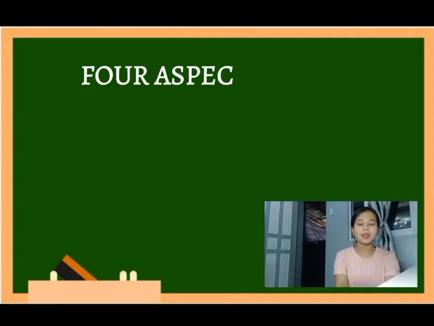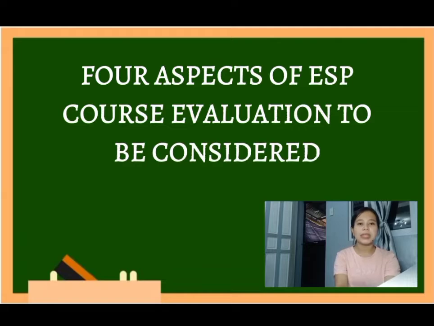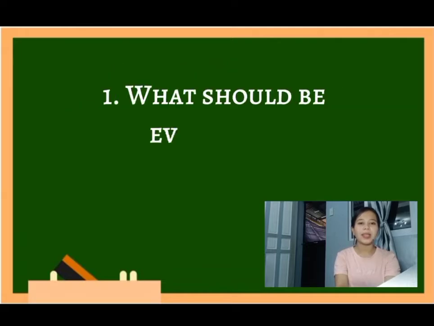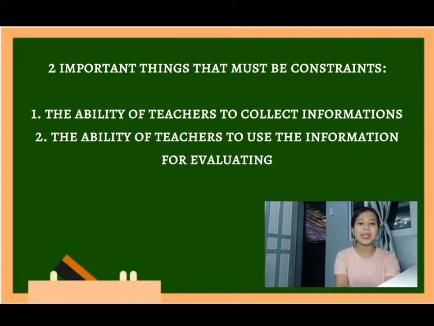There are four aspects of ESP course evaluation that need to be considered. First is what should be evaluated. There are two important things that must be constrained. First is the ability of the teacher that collects the information, and the next is the ability of the teacher to use the information for evaluating. Remember, it can annoy everyone if you collect the information in detail, with possible inconvenience, time and expense, and then do little or nothing with it.